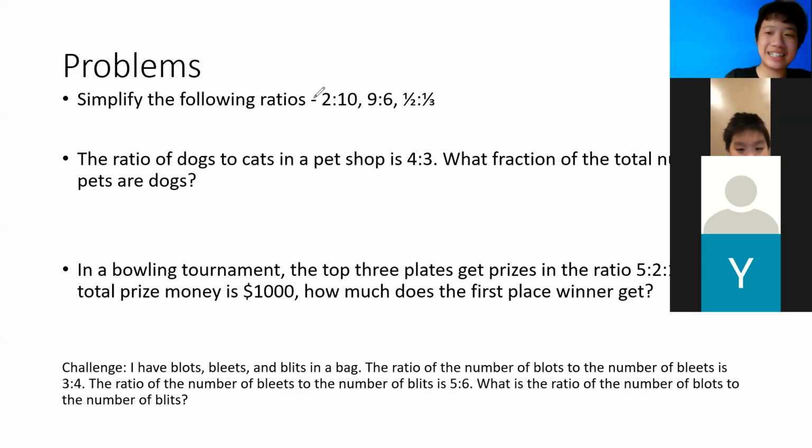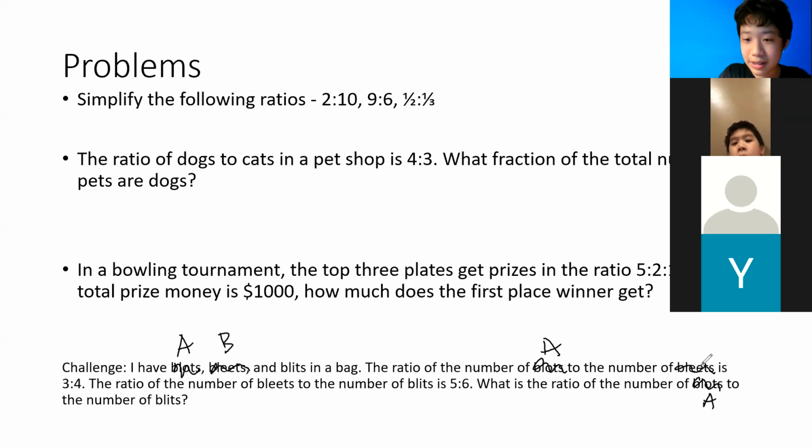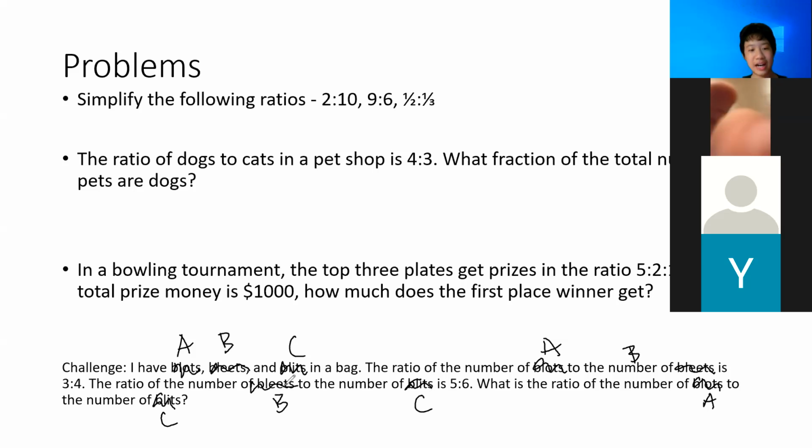Well, I don't like this. I don't like the words they're using, right? So what if I replace all of them with letters? Blots turns into A. So let me replace all the blots with A. And now bleats turns into B. So I'm just labeling these differently because the problem wants to confuse me. It's giving me all these similar words to try to confuse me. So I'm gonna switch these up here. So I have A, B, and C.